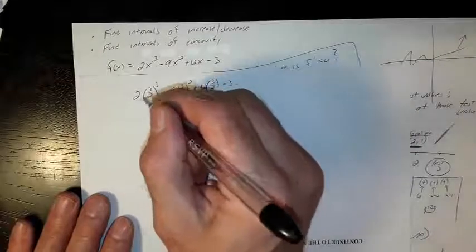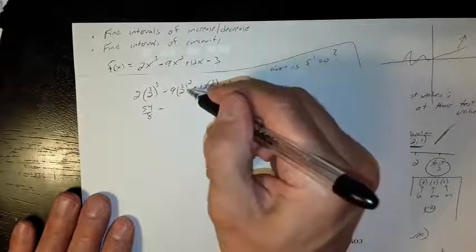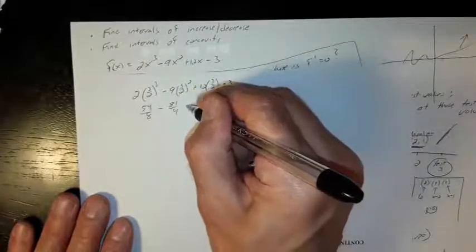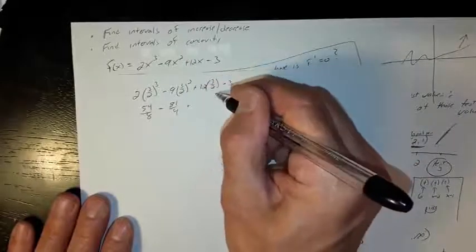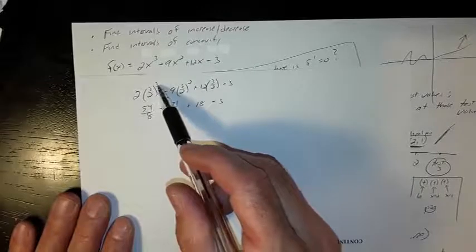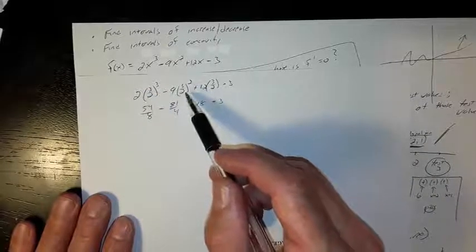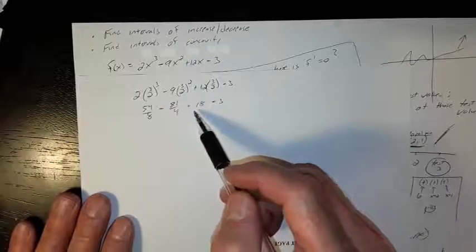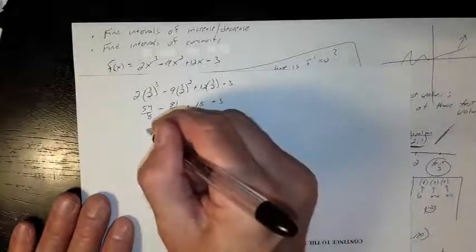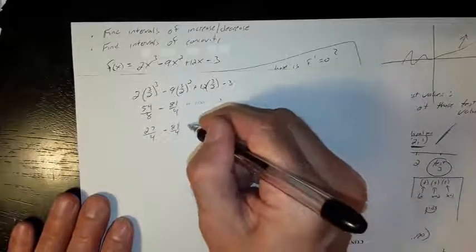So we got 27/8, and 2 times 27 is 54/8. This is 9/4, and 9 times 9 is 81, so minus 81/4. Then 12 over 2 is 6, and 6 times 3 is 18, minus 3. Okay. So the 54/8 we can write as 27/4, minus 81/4, and then 18 minus 3 is 15, so plus 15.